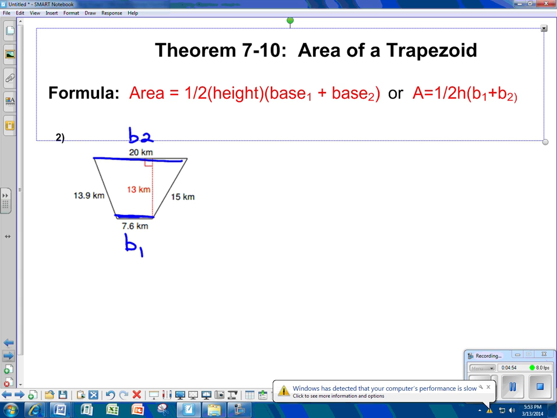All right, the other value that we need is our height. Well, our height is always connecting base 1 and 2. So that would be this value of 13 here in the middle. That would be our h, our height. All right, the other two numbers in the problem are just there to throw you off. I'm going to go ahead and just cross those off. We're not going to use those. Now we have the three values that we need. We're going to go ahead and plug it into the formula listed above.